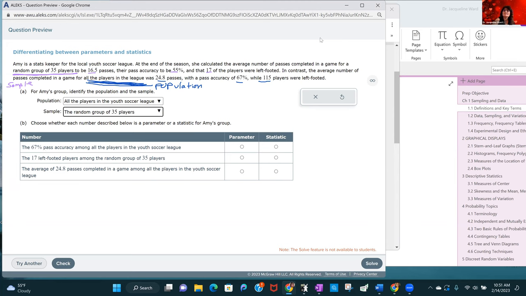And then the 67% pass accuracy among all players in the league. So that's a parameter. And then the 17 left-footed players among the random group of 35. So that's a statistic describing that sample. And the last one, the average number of passes in a game amongst all the players, right? So that's a parameter. Does that make sense?